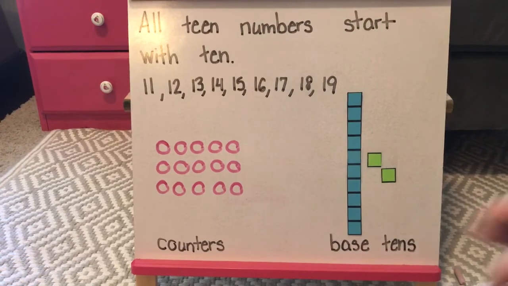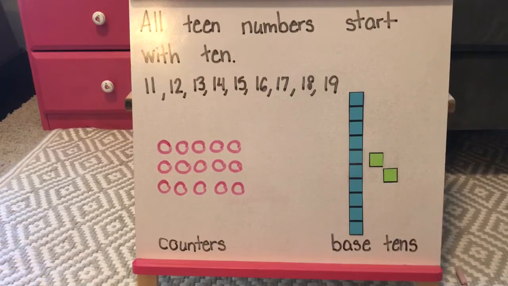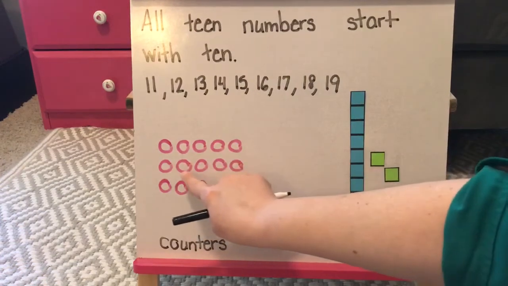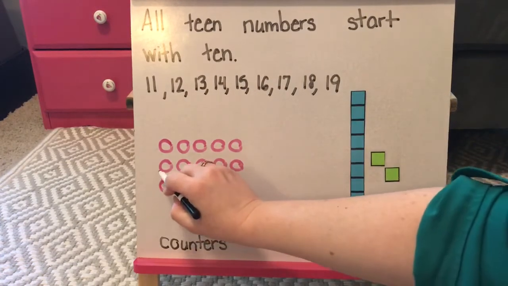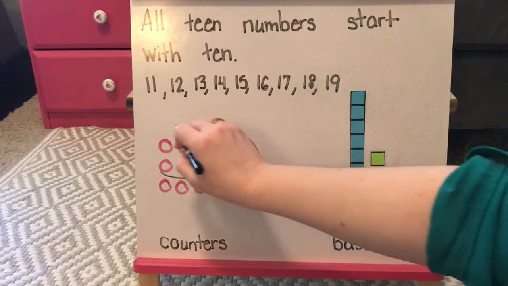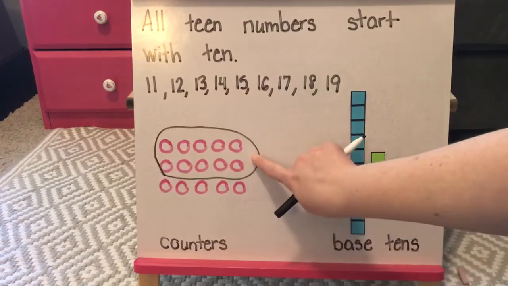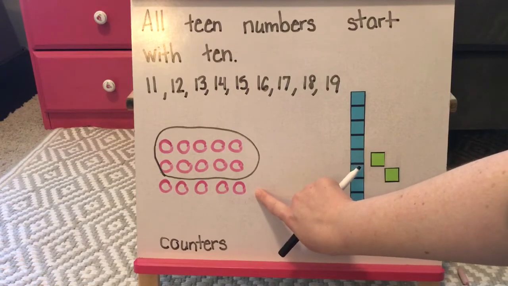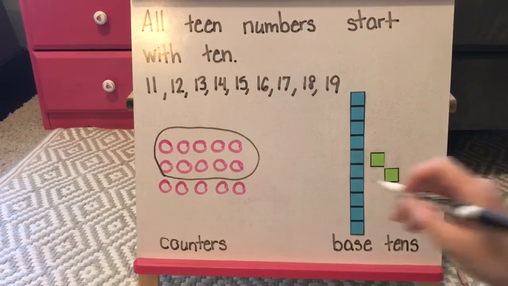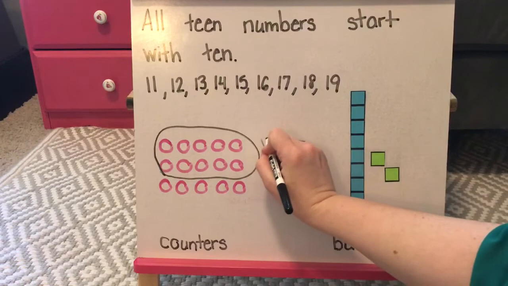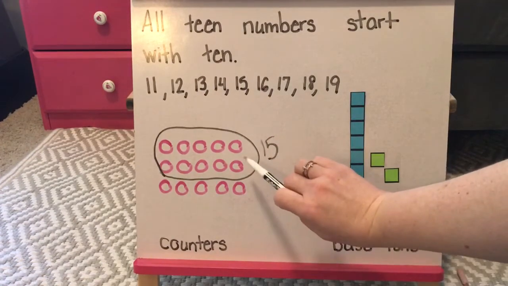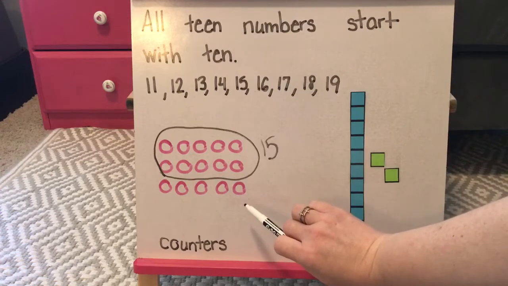So, in counting, I can make a group of 10 here. 1, 2, 3, 4, 5, 6, 7, 8, 9, 10. And what I'm going to do is draw a circle around them. So I have one group of 10 and then I have a group of 5. So another way for me to say the number 15 would be to say I have one group of 10 and one group of 5.